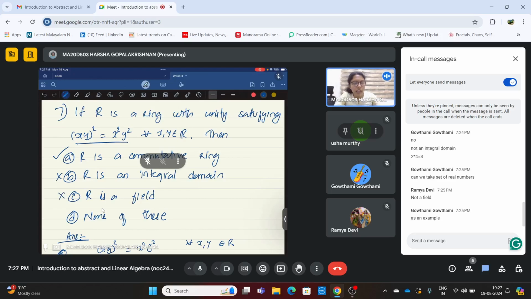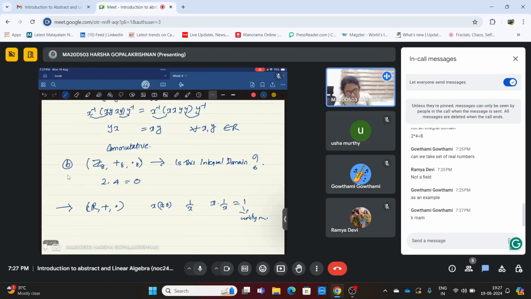So this is trivially false. In case R is a field, the first condition of field is it should be an integral domain. Then it will be an integral domain. But we already proved under just this condition it need not be an integral domain. Or again we can use the same example Z8 plus 8 multiplication 8. Here 0 divisor is there, so it is not a field. But it satisfies the condition xy square equal to x square y square.